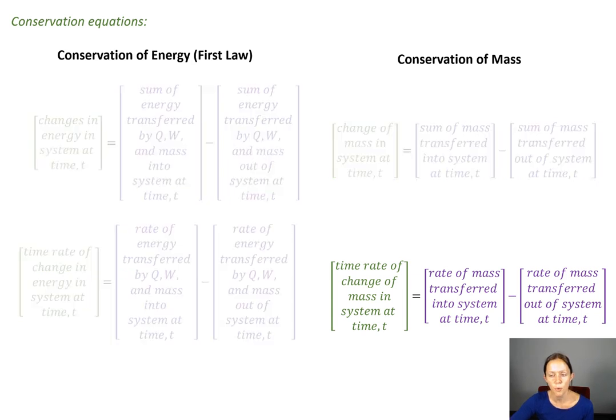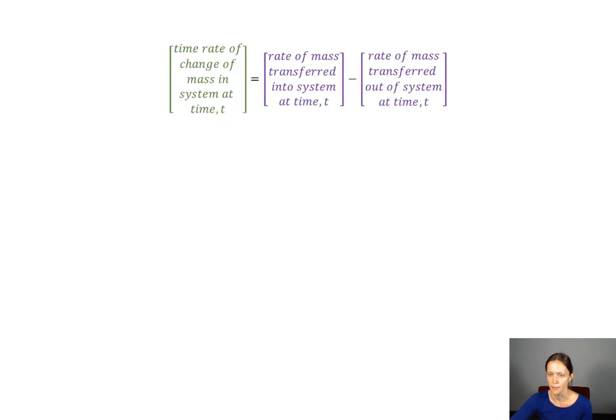So what we're going to do is focus on that last one for now. We'll get back to the conservation of energy in a different segment, but we're going to focus on the mass for now. So let's look at that first term, the time rate of change of mass in the system at some given time, t. This is dm/dt.